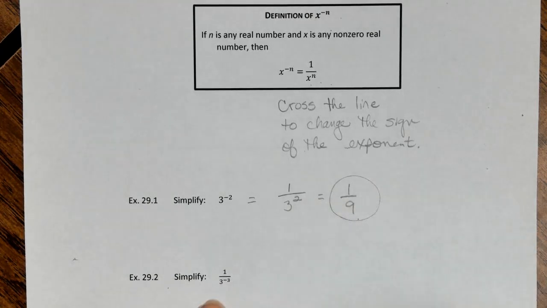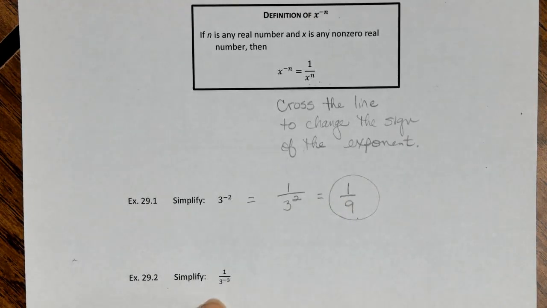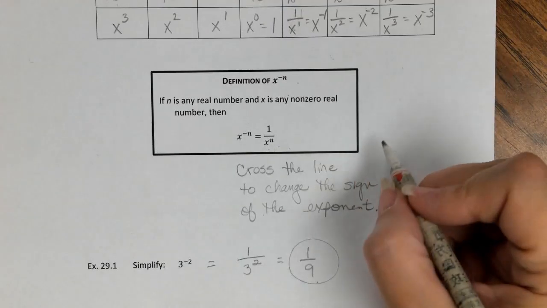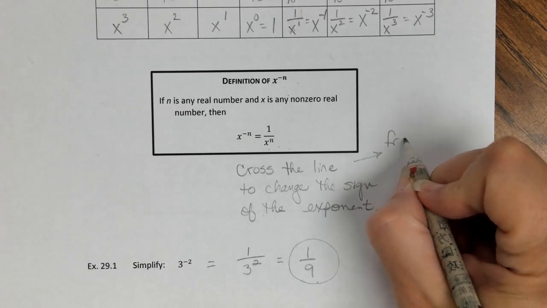Okay, so here's one where we have a negative exponent in the denominator. So we're going to cross the line, the fraction bar. Oh, I forgot to add that up here. The line being the fraction bar.